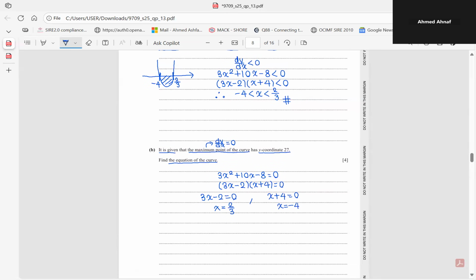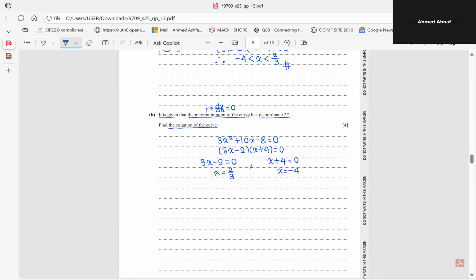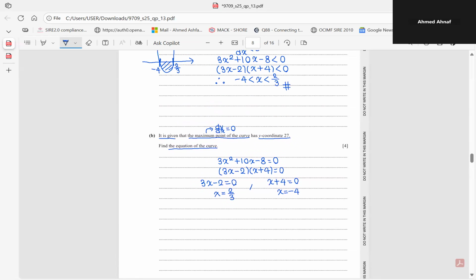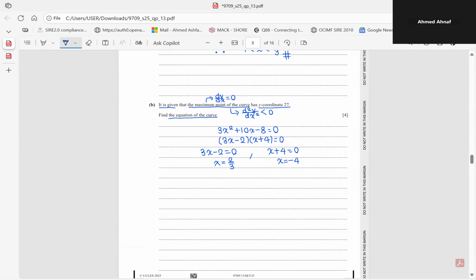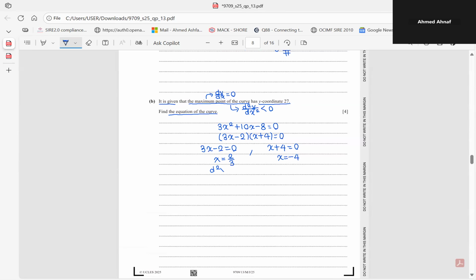Let's figure out which value to reject. For the maximum point, the second derivative, d squared y dx squared, must be less than 0. So it has to be negative. So let's find d squared y dx squared, and you do that by differentiating dy/dx with respect to x.